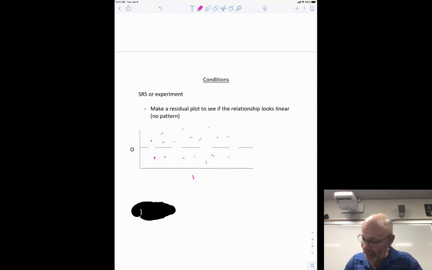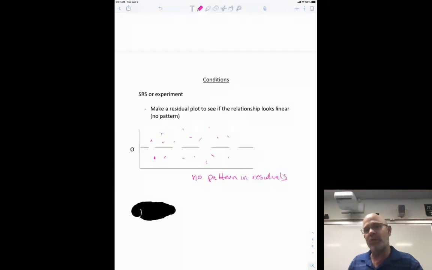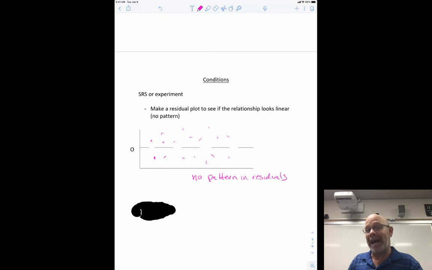So I would say no pattern in residuals. Remember that a random residual plot implies the line is a good fit. If there's a pattern, then we wouldn't want to try this. We'd probably say, no, this is probably not a line, let's go into something else. So: no pattern in residuals, so line probably a good fit. This is what you would write for your condition.